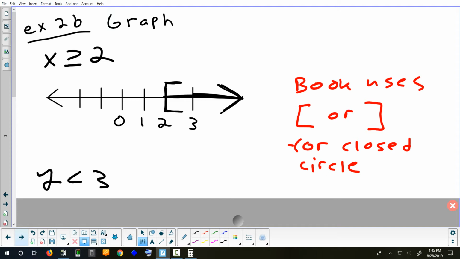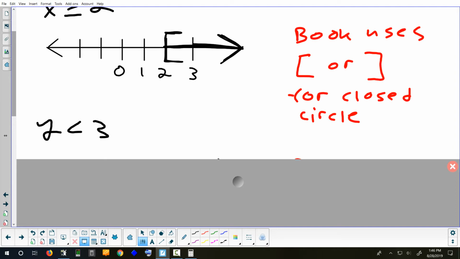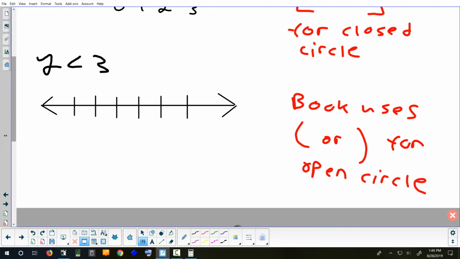I don't care which way you do it. I'm just letting you know you might see both ways. So if it's a multiple choice test and it says which one is correct, don't get confused by the bracket. It just means closed circle. And if we use a bracket for a closed circle, do you have a guess what we might use for open? Parentheses. Yeah, parentheses. Same deal. You just have to make sure you have it facing the right way.